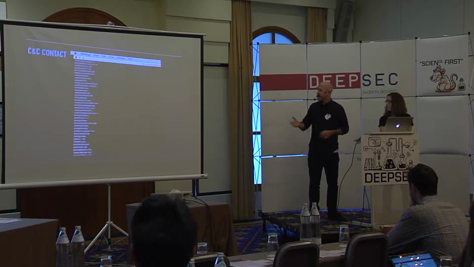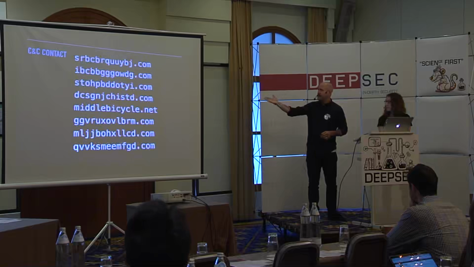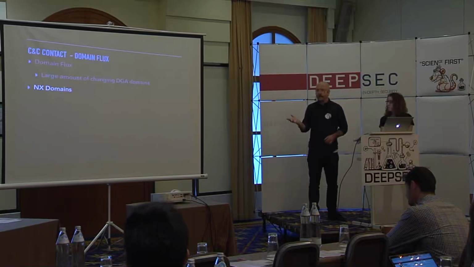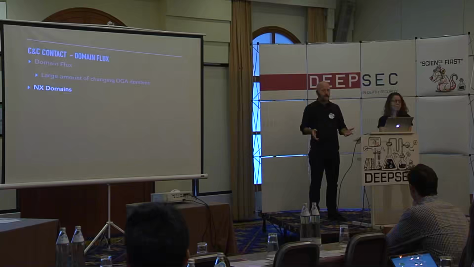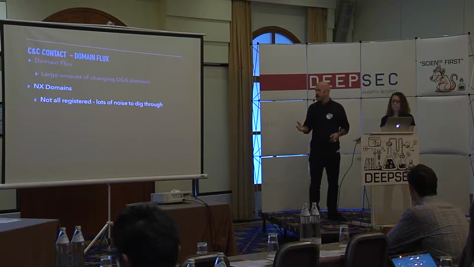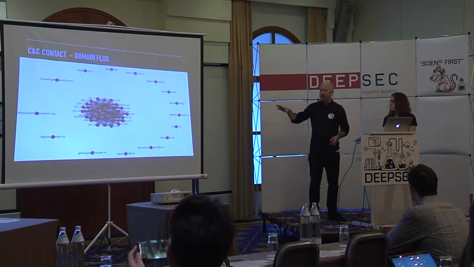You might see something like this, just a scrolling list of domains, and it'll zoom in. This is what a DGA might look like. A DGA is generated automatically by malware. Like I said, many of them will be NX, non-existent, not registered. So you have a lot of noise to dig through. It's hard to visualize that unless you can do something like this, which is totally messy.